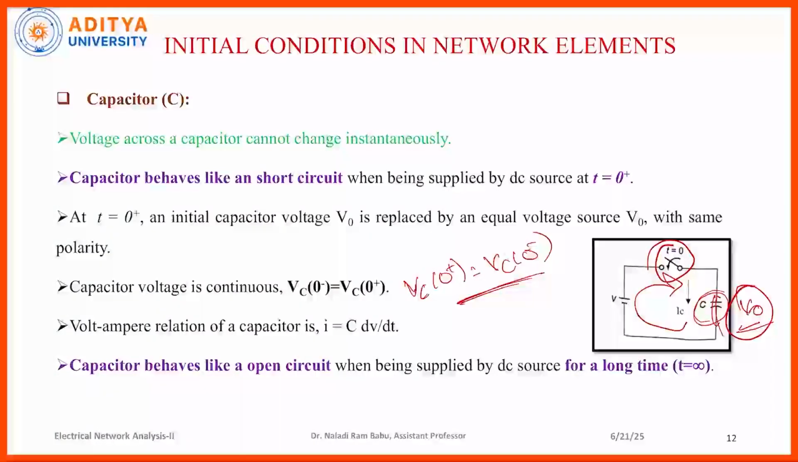Therefore, the current flowing through the capacitance is I equal to C into dV by dt. That means before closing the switch, the current value may be 0, but after closing the switch, it contains some particular value of current. Due to this, an internal voltage will arise, and the equation is given by I equal to C into dV by dt.